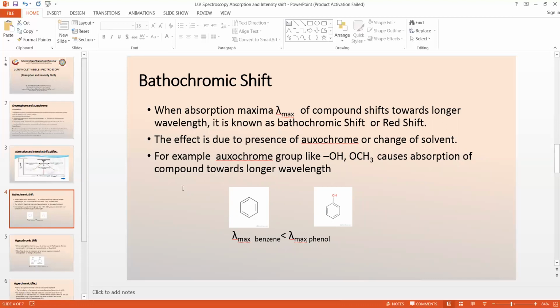In this example, you see there is benzene and phenol. The lambda max of benzene is less than the lambda max of phenol. Why? Because in phenol, there is an oxochromic group OH attached and it increases the lambda max value. So when we move from benzene to phenol, bathochromic effect or shift takes place.